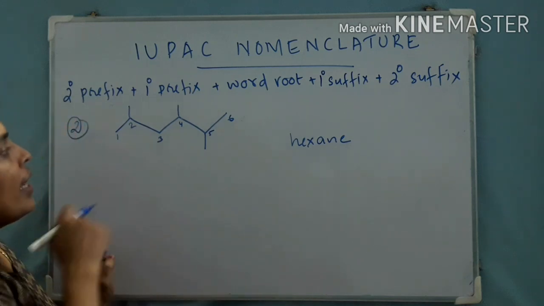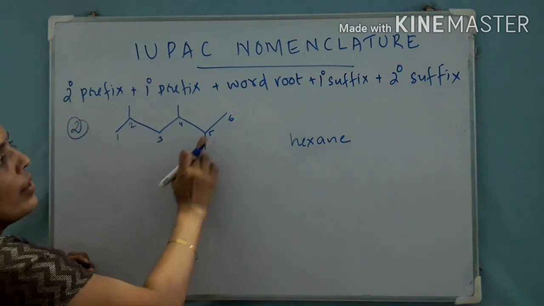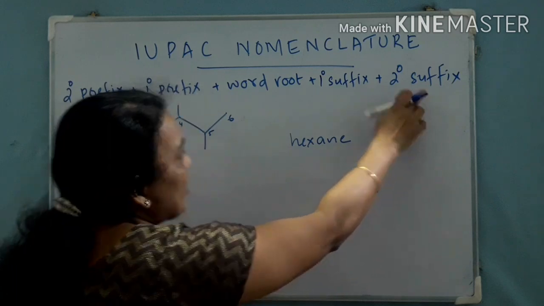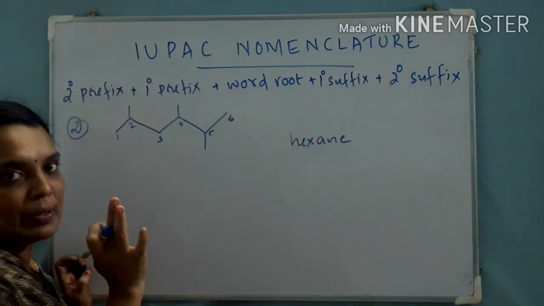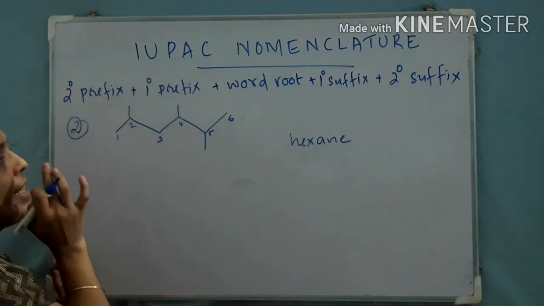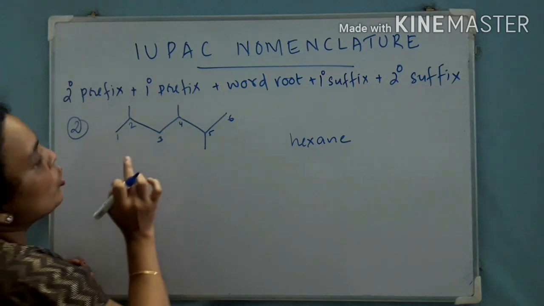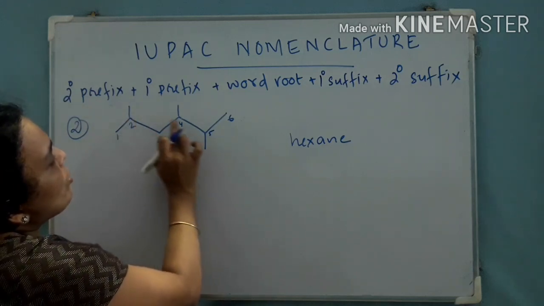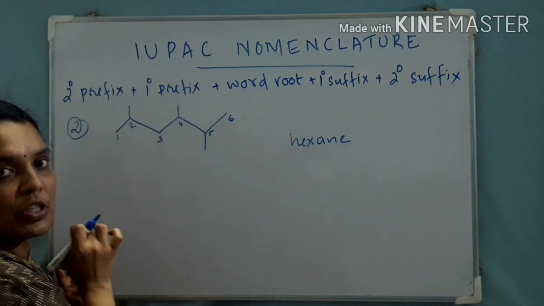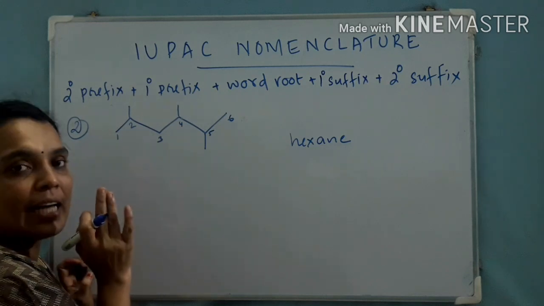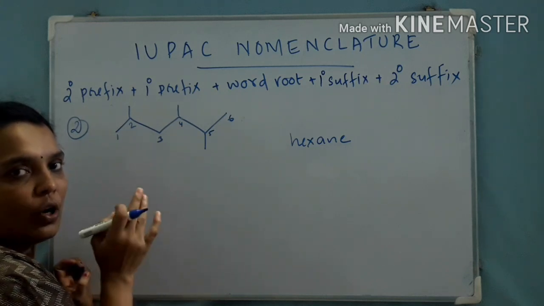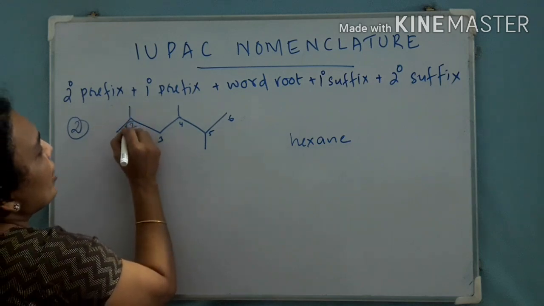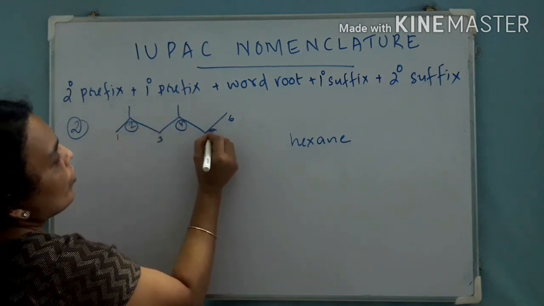Okay. Then let us come to the substituent. There is no secondary suffix present, there is no primary prefix present. Come to secondary prefix, that is substituent. So substituents are present in second position, fourth position and fifth position. All are methyl substituent. So look here, 2, 4, 5.